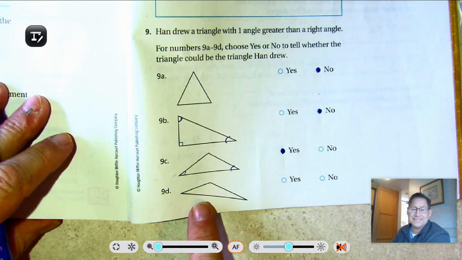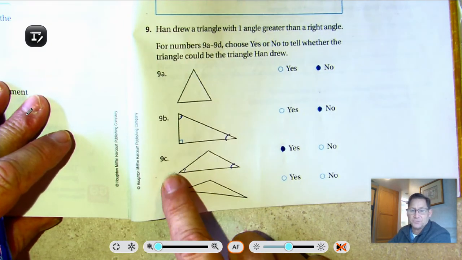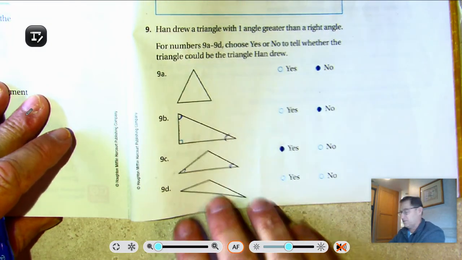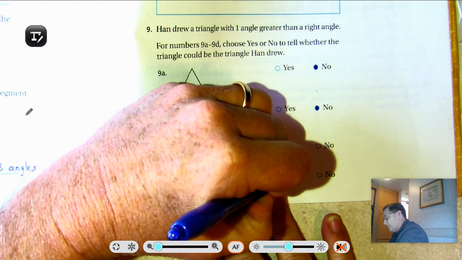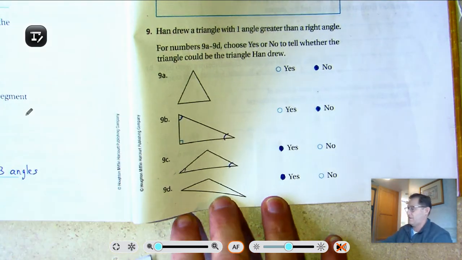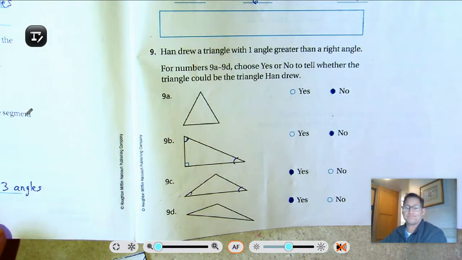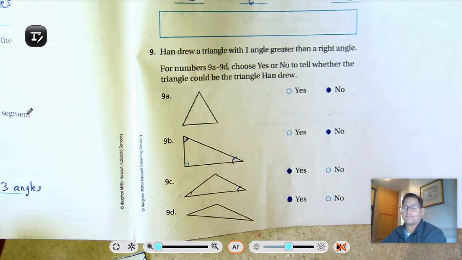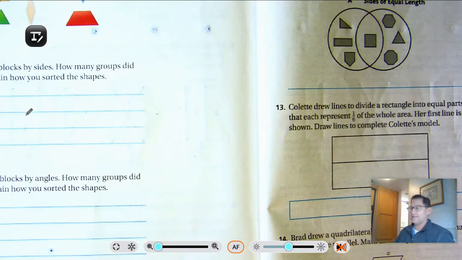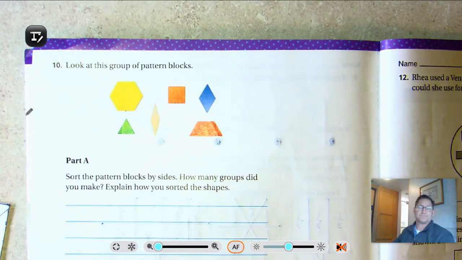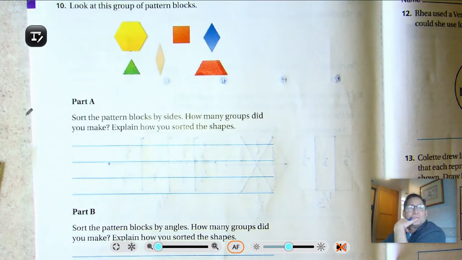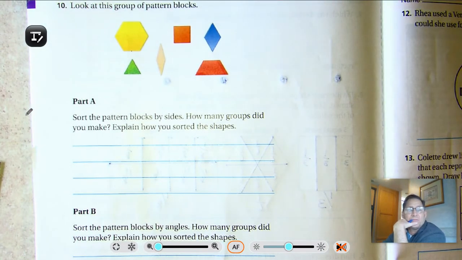And then I look at 9D, and it's got kind of that same angle shape, right, as this one. So 9D is yes, too. He could have drawn that one. All right, 10. Look at this group of pattern blocks. All right. Sort the pattern blocks by sides. How many groups did you make? Explain how you sorted the shapes.